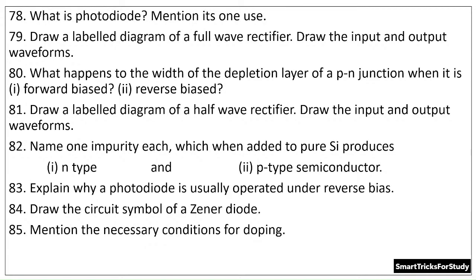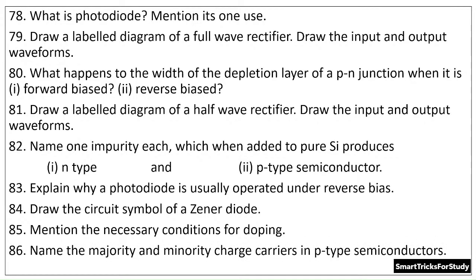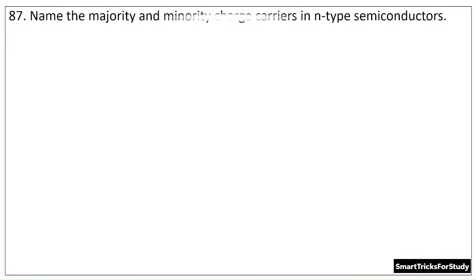85. Mention the necessary conditions for doping. 86. Name the majority and minority charge carriers in p-type semiconductors. 87. Name the majority and minority charge carriers in n-type semiconductors.